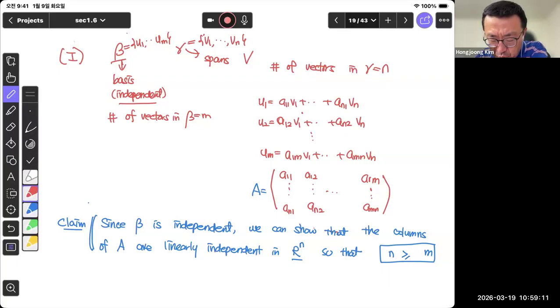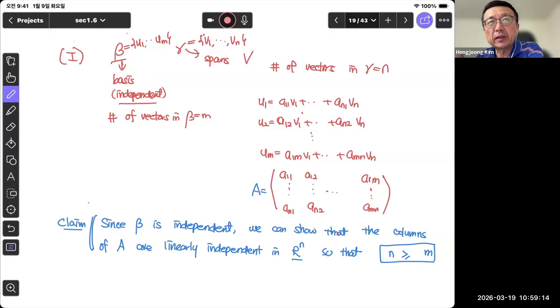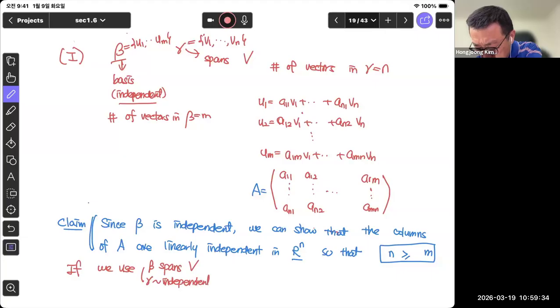And then if I switch the roles of beta and gamma, now if we use the fact that beta spans the V space and gamma is linearly independent, then we can show the opposite direction of the inequality. So in that case, n will be less than or equal to m.